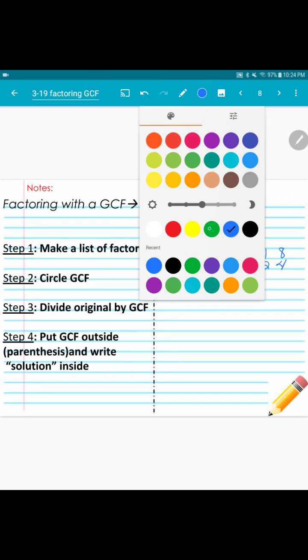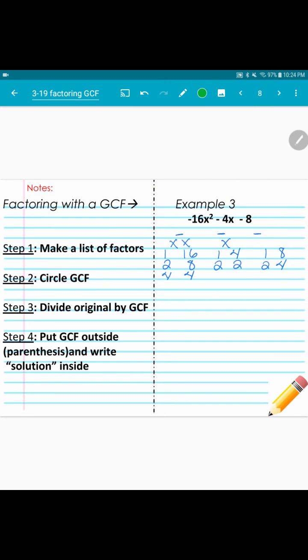Now when we have 3 terms, it's the same process. We want to circle our GCF that's in all 3. So I definitely see a negative in all 3. And I see a 4 in all 3. But there's no x's in all 3 because this last term doesn't have any. So our GCF is going to be negative 4. And I'm just writing that off to the side. So here's my original.